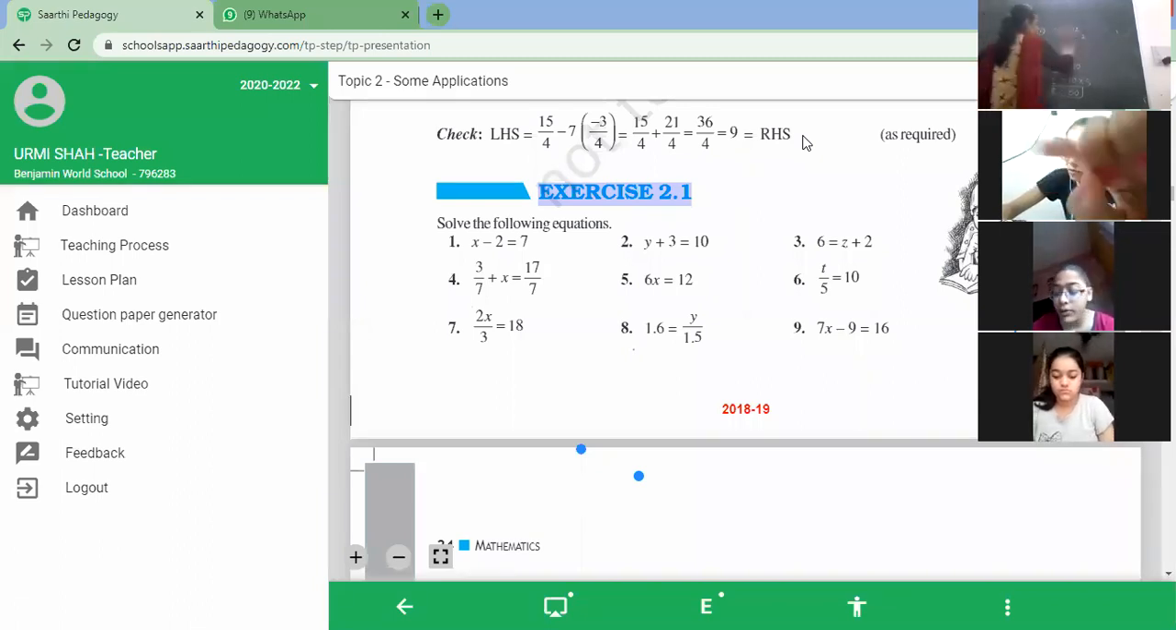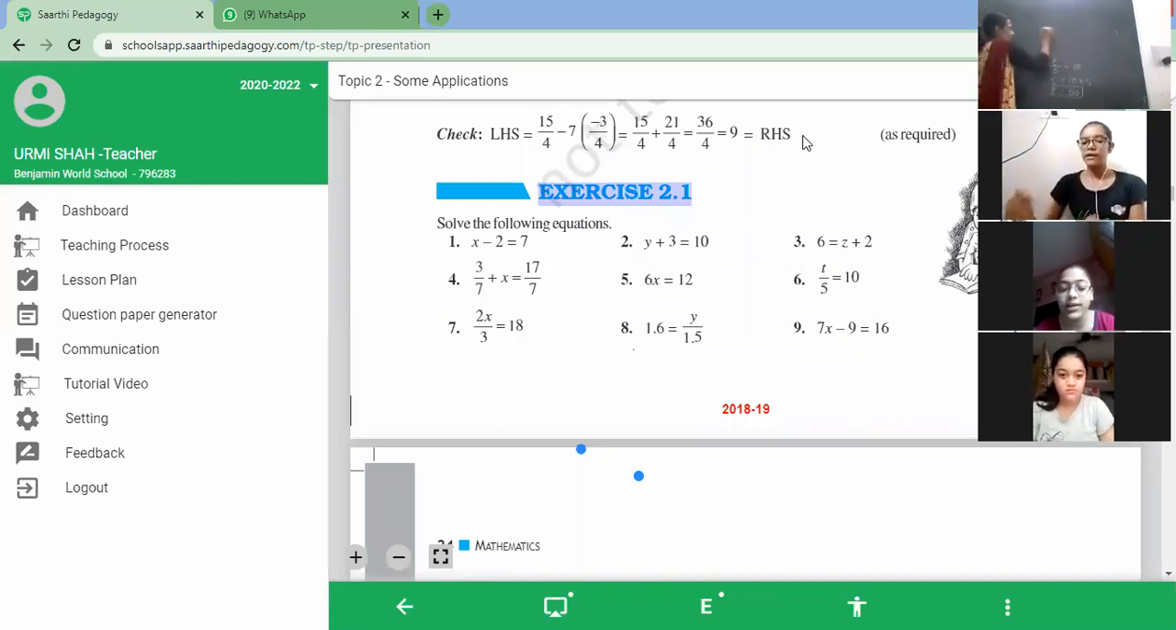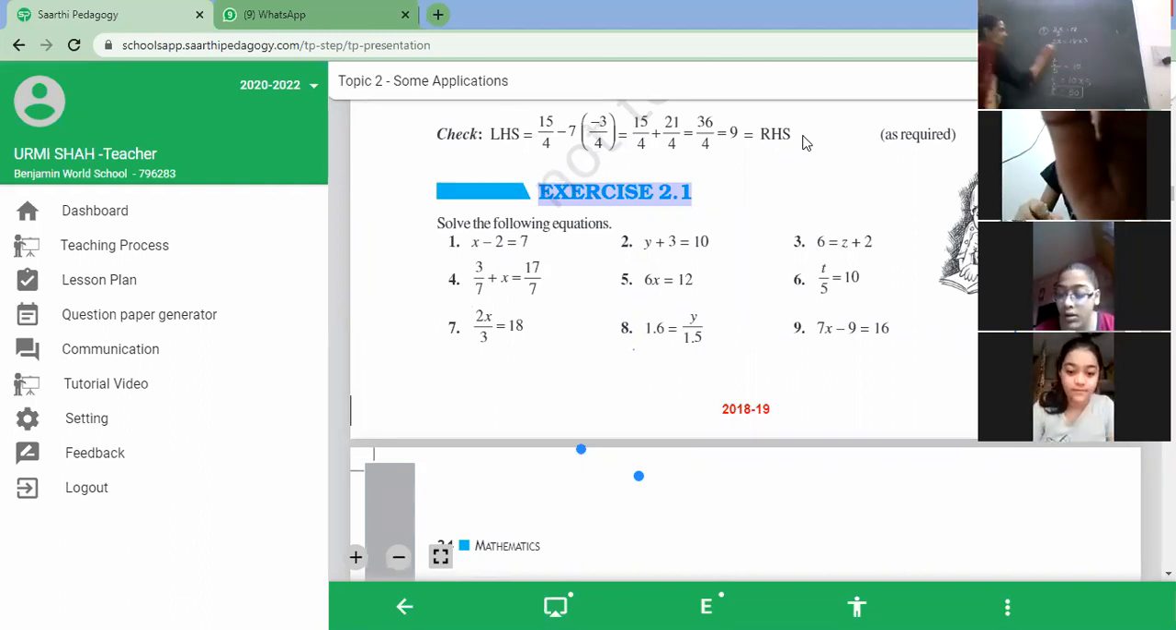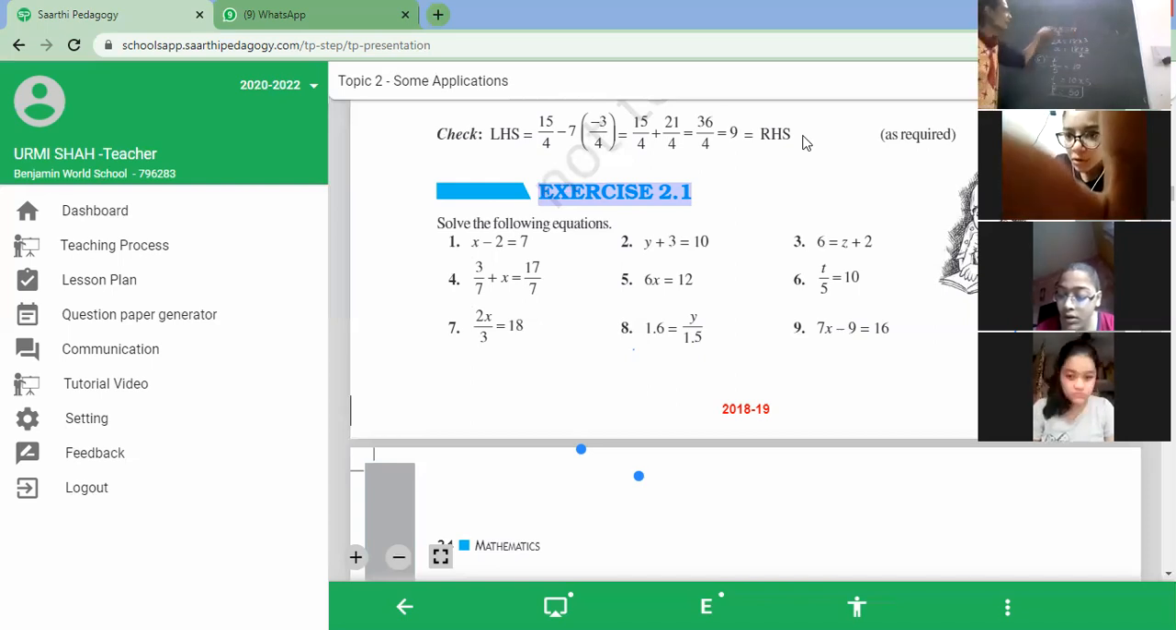So now going for 7th number. 2x upon 3 is equal to 18. So you can write 2x. If we remove this 3, what will it be? 18 into 3. Now we are removing the 2 also. So it becomes 18 multiplied by 3 divided by 2. The upper one goes down, in short like that way.